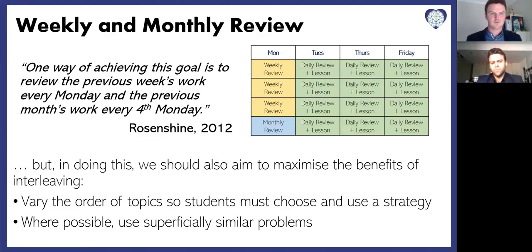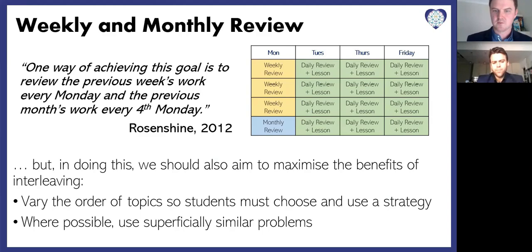Again, we should remember that the more practice students receive, the better their performance will be. So if you do have an opportunity to do a weekly or monthly review more frequently than this, we would assume that would have a positive impact. A couple more points to keep in mind when planning our weekly and monthly reviews. First, interleaving is about choosing and using a strategy, so we should vary the order of topics. And also, if possible, we should use superficially similar problems when varying the order of those.